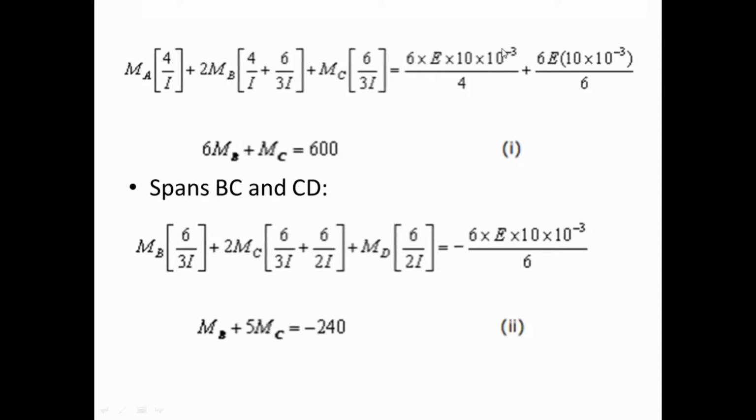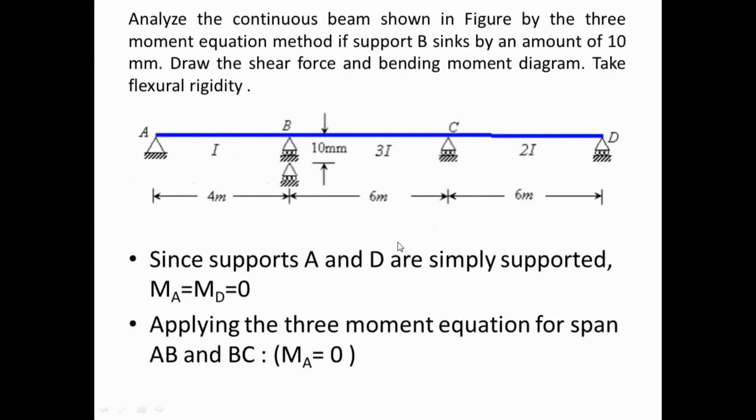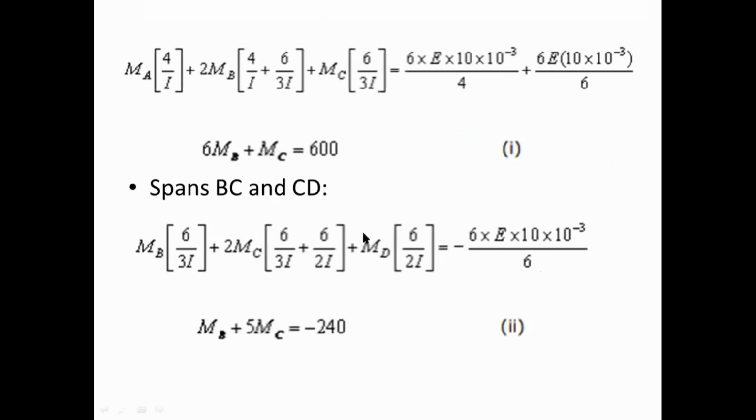Why is it taken plus here? Again, I will repeat the explanation. B is going down. So with respect to A, when B is going down, we assume this delta as positive. Moment will be negative, but sinking will be treated as positive. And relative to B, C is up. So when we apply this for the BC span, here it will be taken negative. Now we shall further simplify this problem.